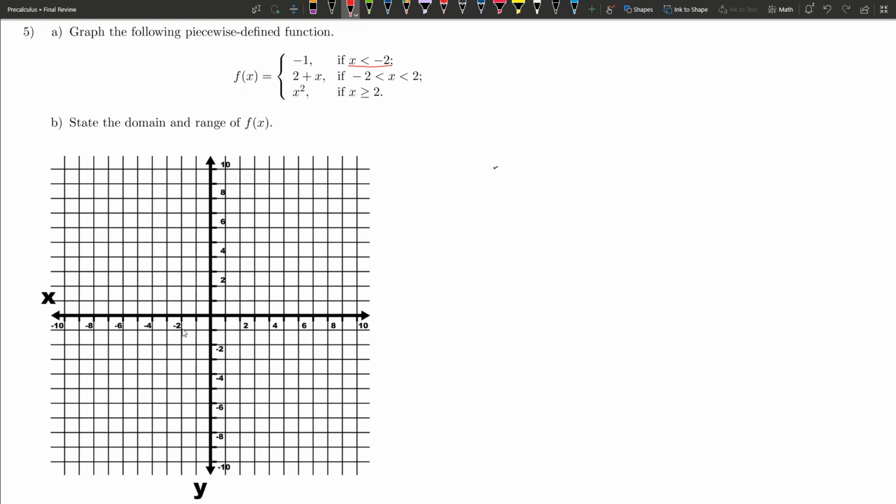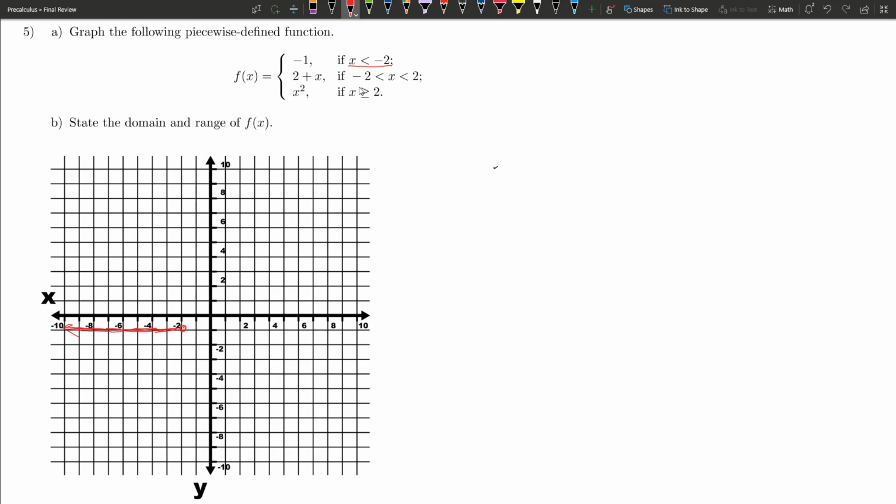So -1 is right here, and I'm going to put an open circle right here. This is open. It's not closed. There's a little space there because it's all the way up until -2, but not including -2 itself. And it's always -1. So here is an arrow just going off in that direction. We'll make it a little bit thicker. All right, so that's just a line showing that y is always -1 when x is less than -2.